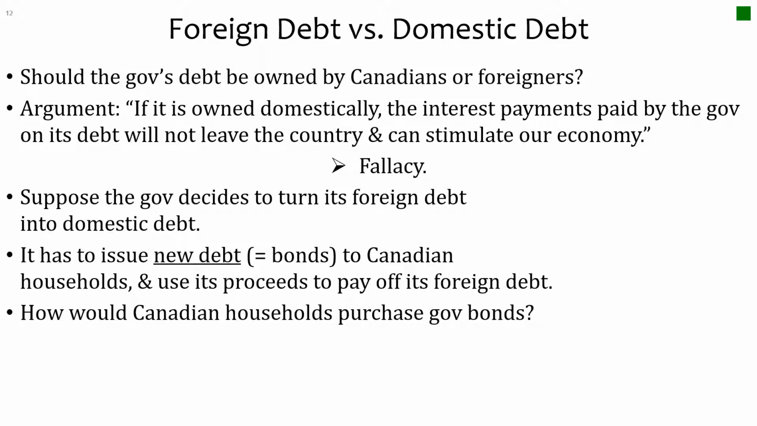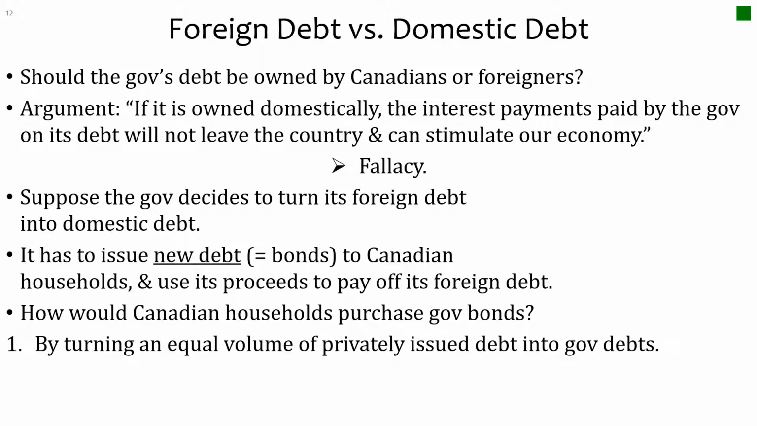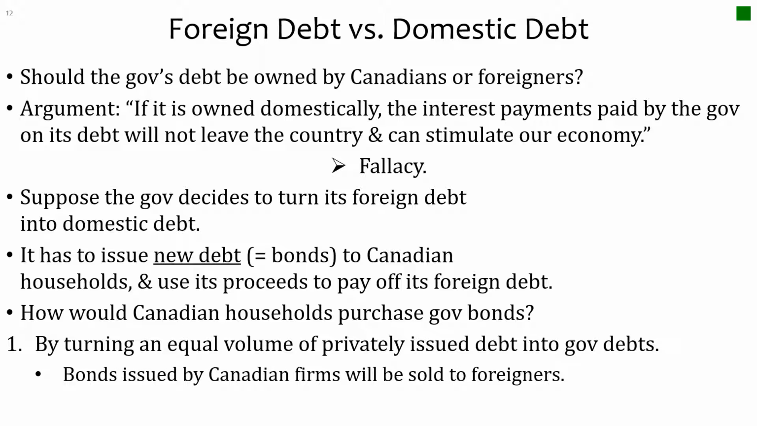The question is, how would Canadian households purchase government bonds? Where are they going to bring the money from? Remember, we are talking about Canadian households as a whole compared to foreigners as a whole. So we have two big groups. What they would have to do is turn an equal volume of privately issued debt into government debt. And privately issued debt means bonds issued by Canadian firms. They have to sell those off in order to have money to buy the government's debt.